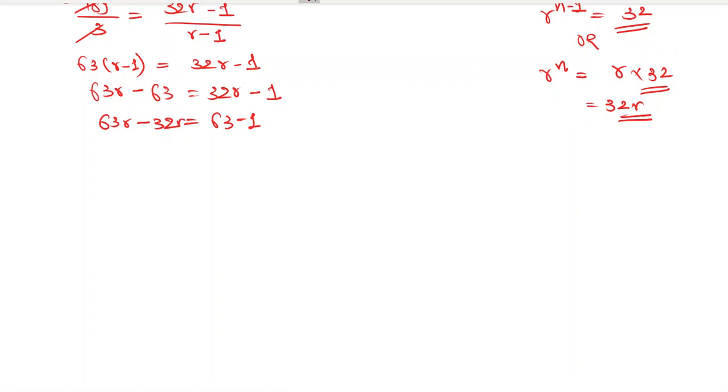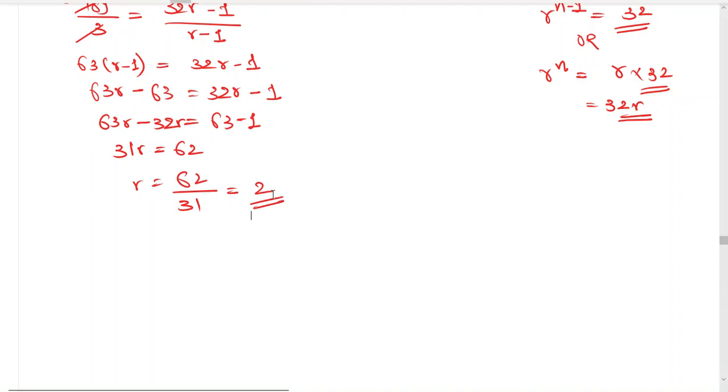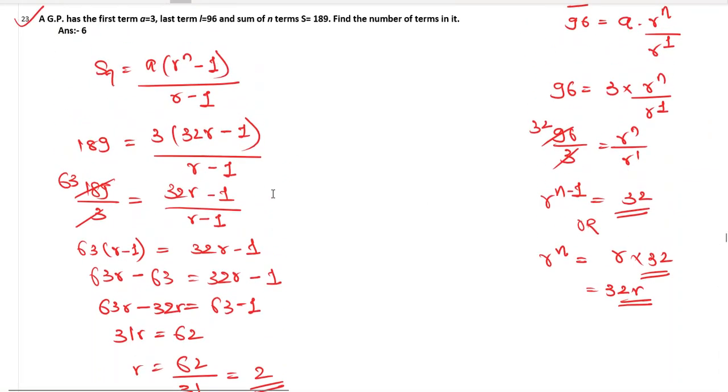63r minus 32r. Okay, 63r minus 32r will be 31r, is equal to 63 minus 1 is 62. So r is equal to 62 by 31, which is 2. We got r. And since we have got r, we can find the value of n.